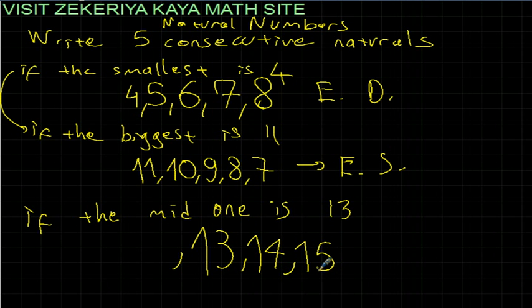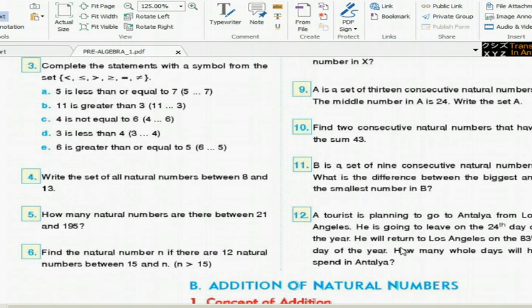I can change this question as write 7 numbers, write 10 numbers, or write 6 numbers. But if I tell you to write 6 numbers, I cannot talk about the mid one. If I tell 7 numbers, I can talk about the mid one. If I tell 9 numbers, I can ask a question about the mid one. So let's go back to our book and let's remember some other questions.